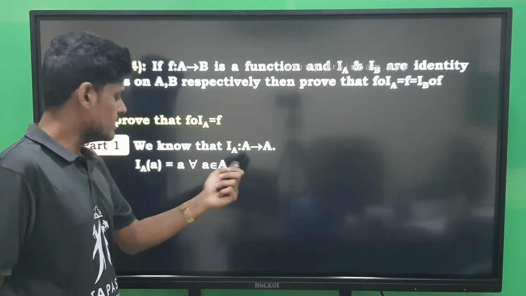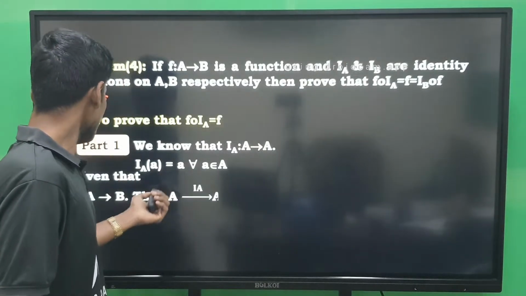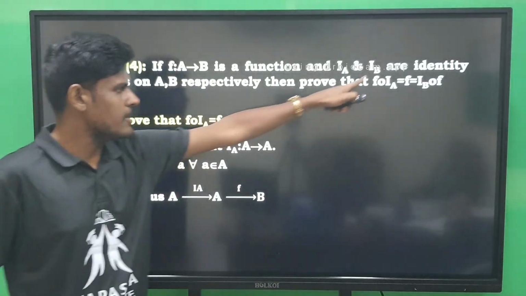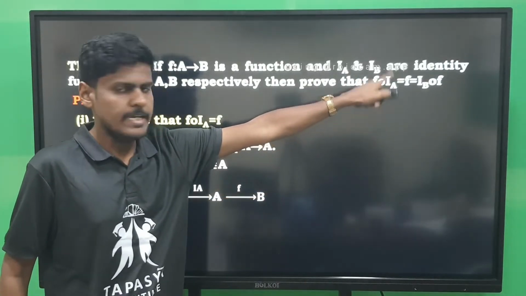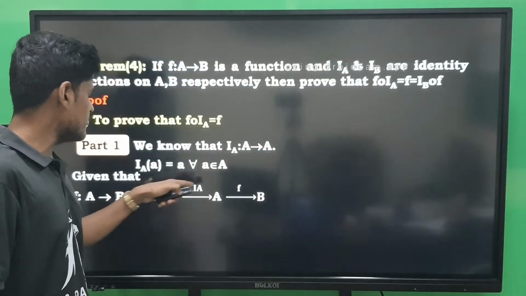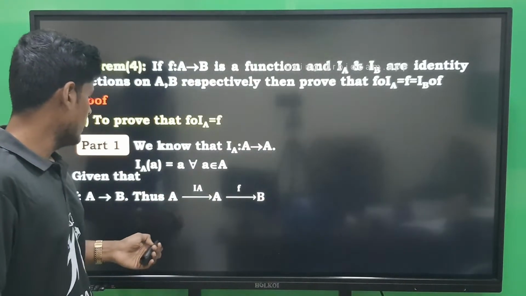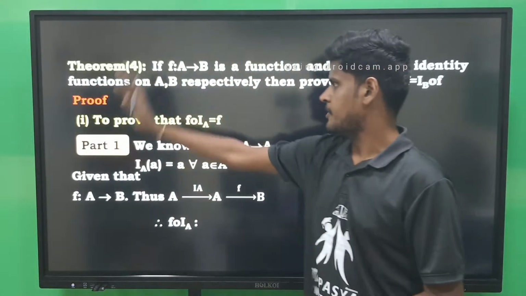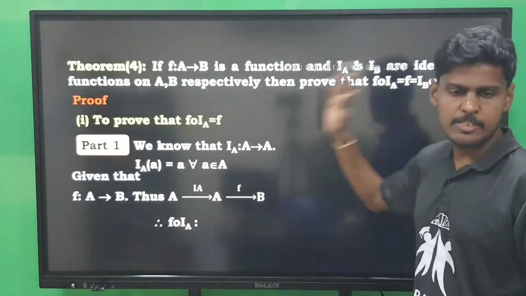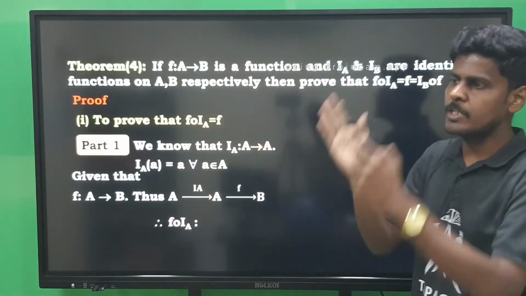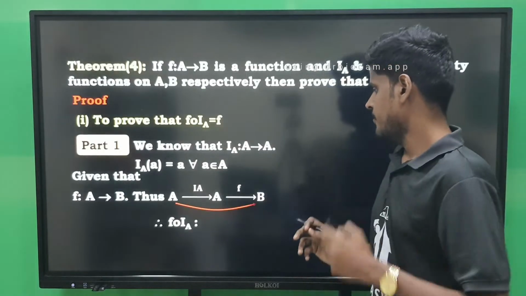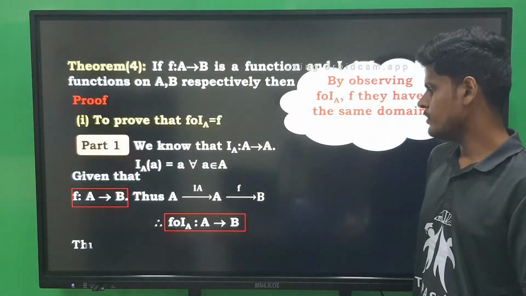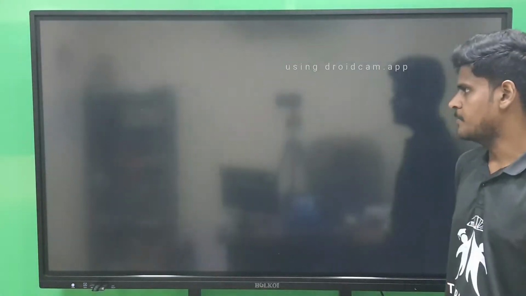Now I_A of a is a for every element. Given that f is a function from A to B, that means f∘I_A takes the input of I_A, that is A, and the output of f. So it is a function from A to B itself. That is the same as the domain of f. f is also a function from A to B, and f∘I_A is also a function from A to B. That means both the functions have the same domain. So first we can check this nature.